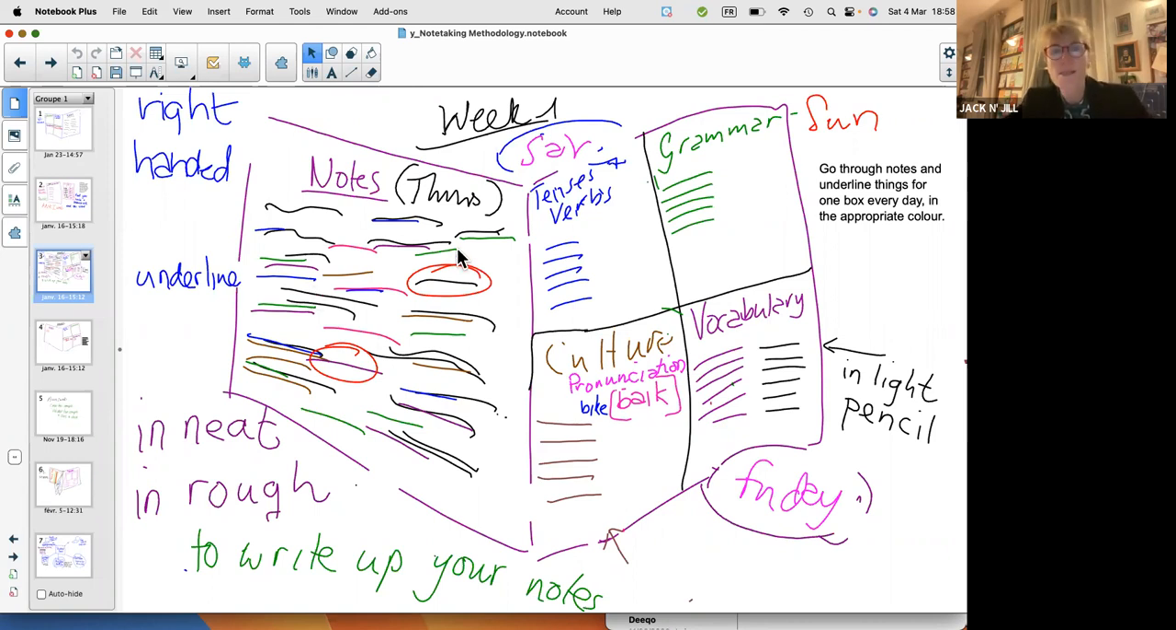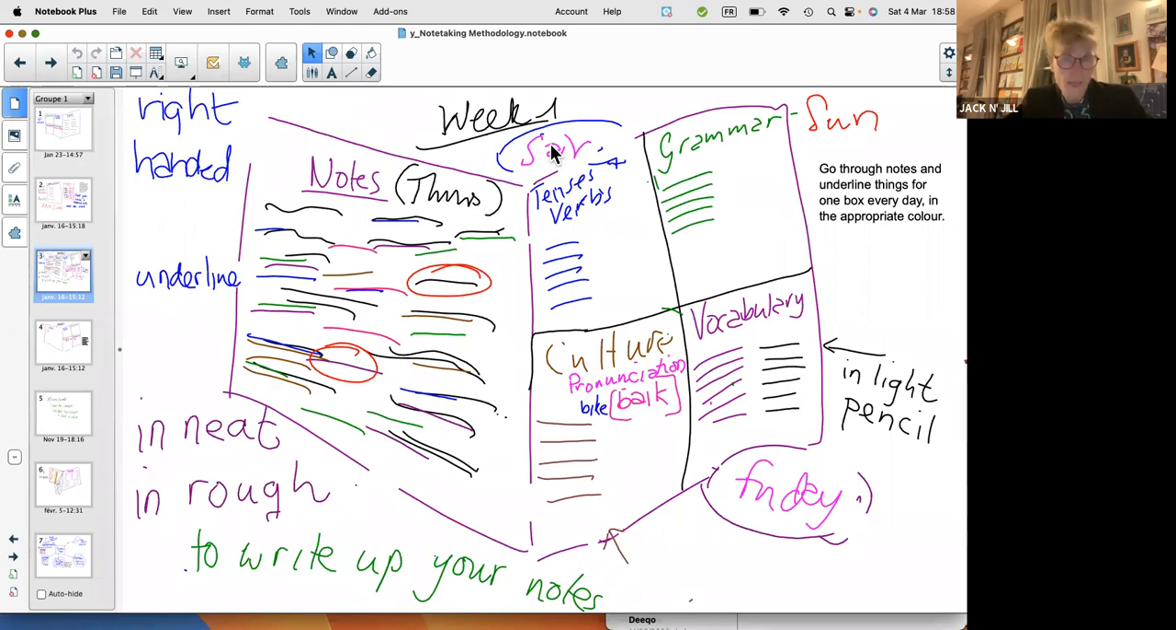We are going to write up everything during the lesson. And this is on the Thursday, let's say. On the Friday, the square that's the most important is the vocabulary. And we're going to write that up on the Friday by going through our notes and reading everything. And if there's anything that are just simply new words, then I'm going to underline it in the purple pen and write it up in neat, in purple, with light pencil translation.